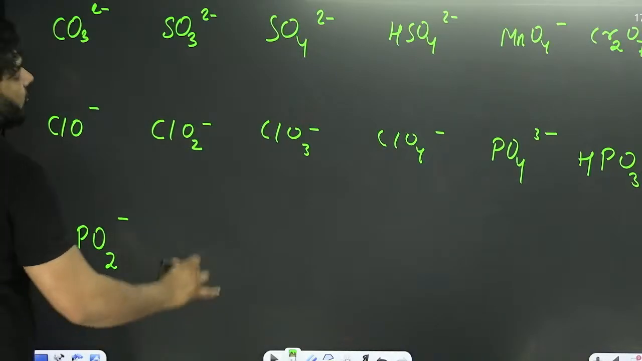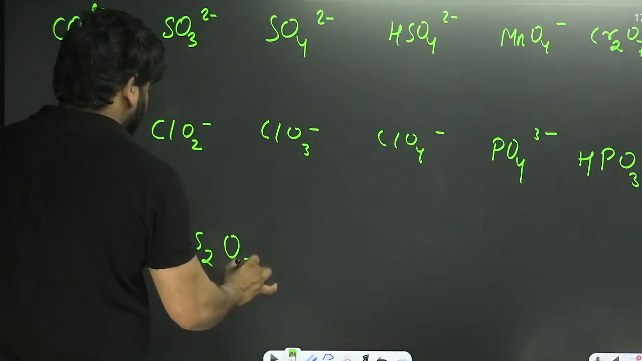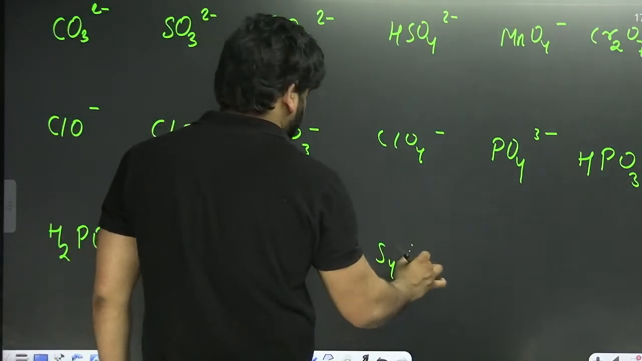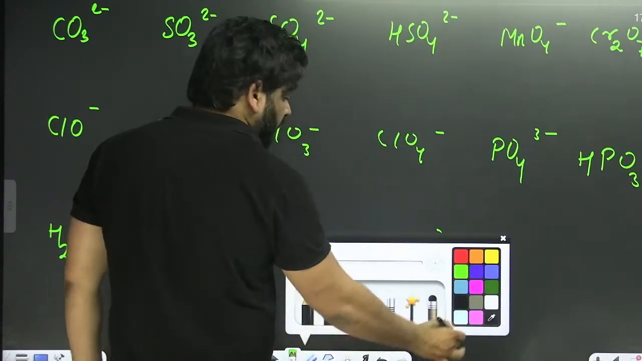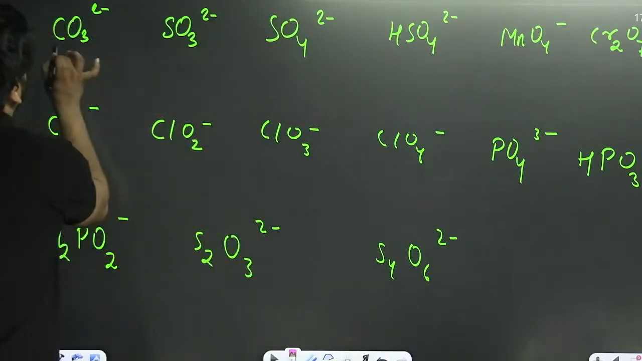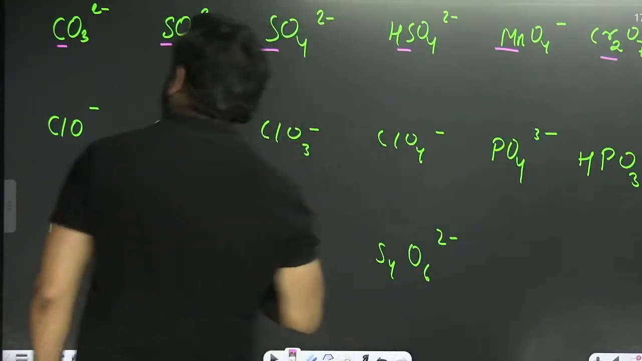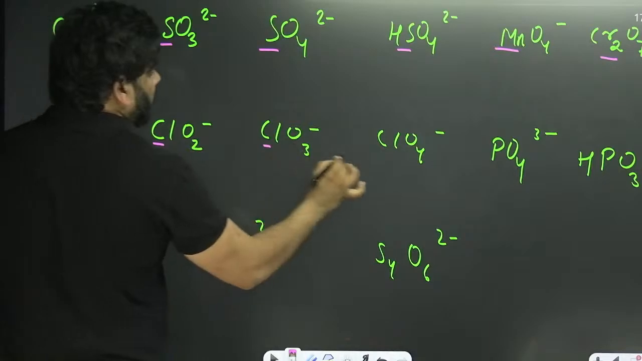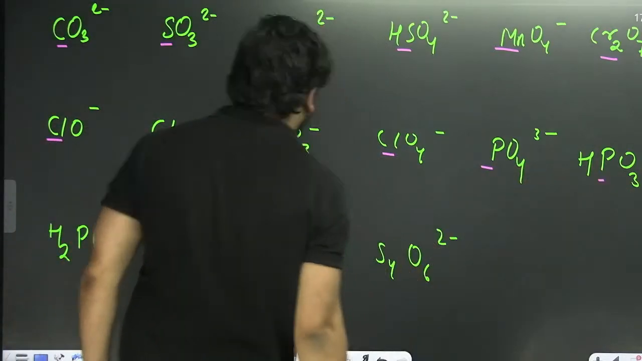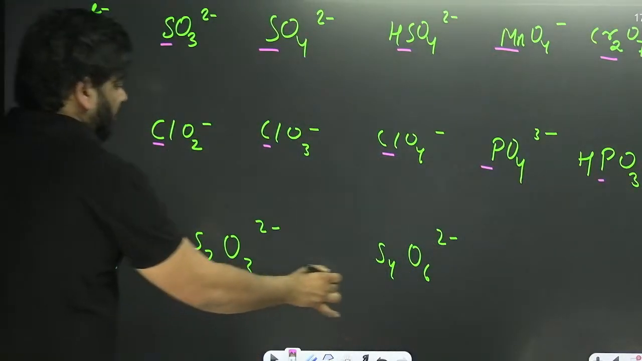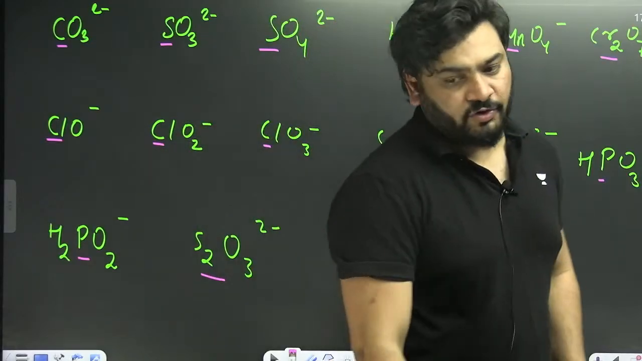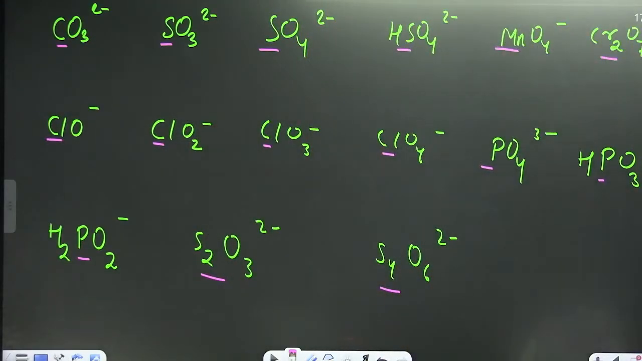This is something you do. I'm underlining the elements that you have to find the oxidation state for: sulfur, sulfur, manganese, chromium, chlorine, chlorine, chlorine, chlorine, phosphorus, phosphorus, phosphorus, sulfur, and sulfur. So guys, you have to find out the oxidation states of these as homework, and believe me, right after doing this, it will give you a lot of huge confidence to solve the problems and to understand this chapter.